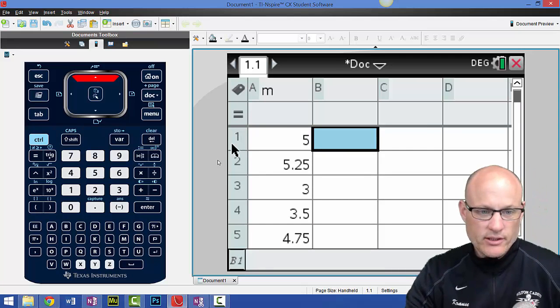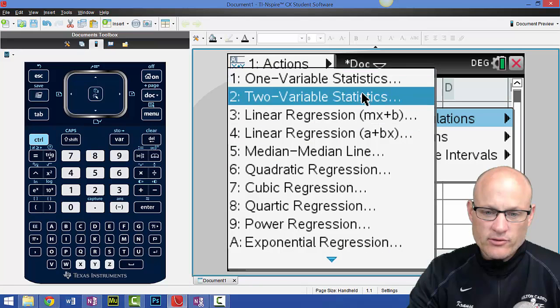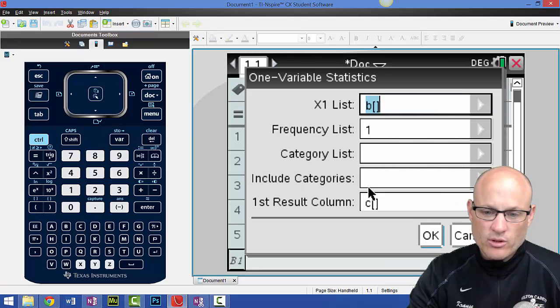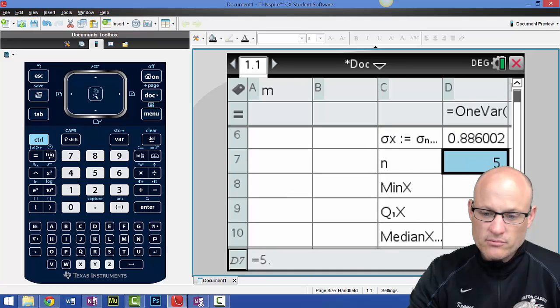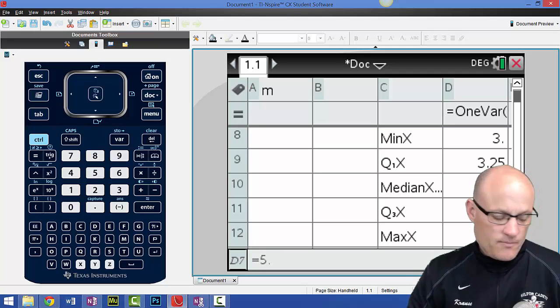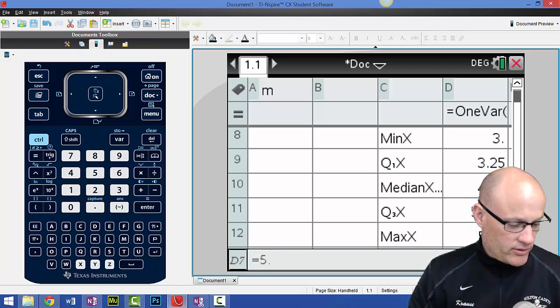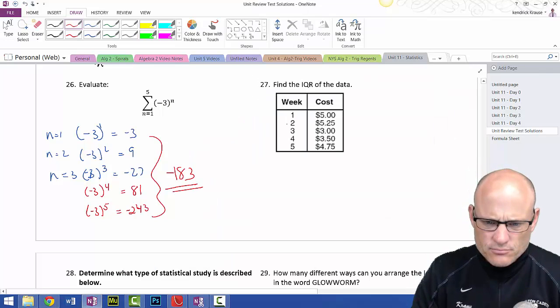Then I'll go in here and go menu, stats, stat calculations, one variable statistics, one list. Call this the money list. Click OK, and then we get our 5 variable stats. If you remember, interquartile range is Q3 minus Q1, sorry.